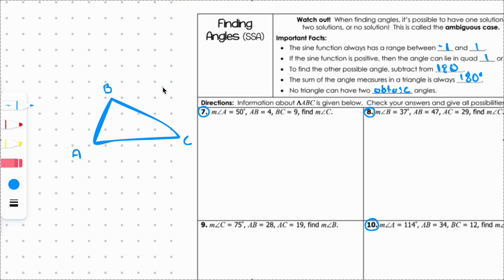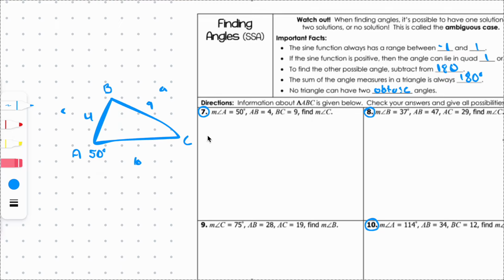And so that means this side would be little a, this side would be little c, and this side would be little b. So that means the measure of angle A, since we're given this in our problem, would be equal to 50 degrees. And side length AB, which is across from angle C, is equal to 4. And then side length BC, which is across from angle A, is going to have a side length of 9.